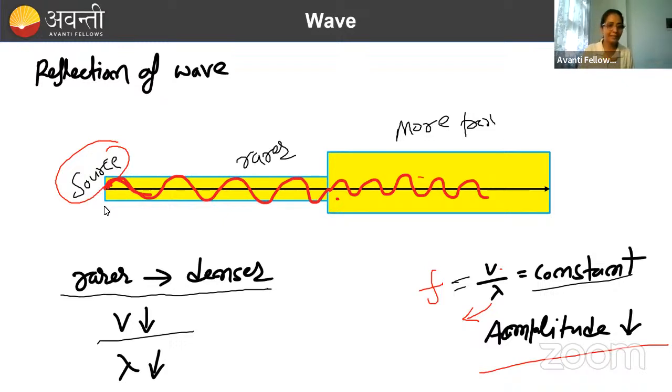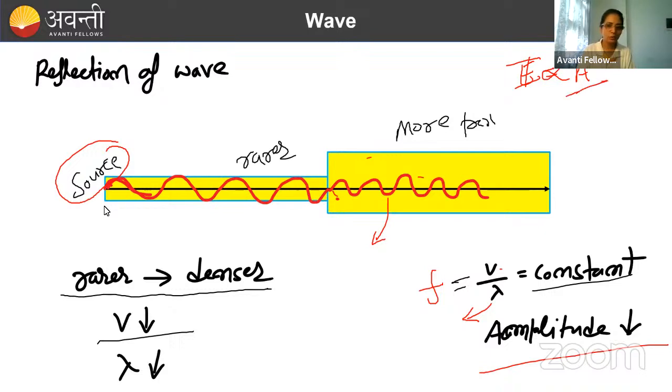So whatever energy it has sent to the rarer media, the same energy it is sending to the denser media also. So the energy coming is the same. If energy coming is the same, what should happen? Here its velocity has decreased, right? So if velocity has decreased and we have to keep the power of the wave the same, you know that intensity of wave is directly proportional to amplitude squared.